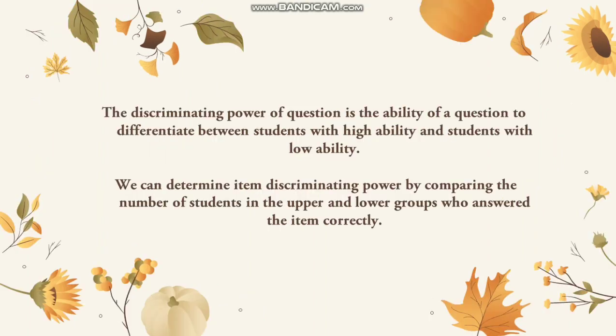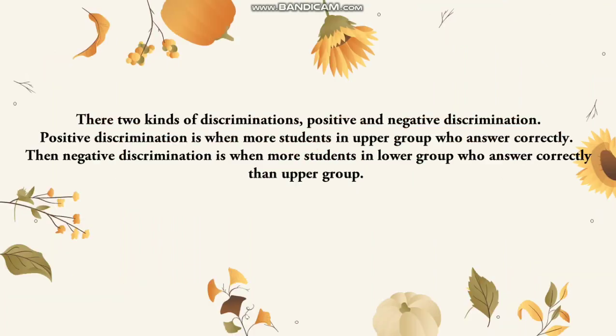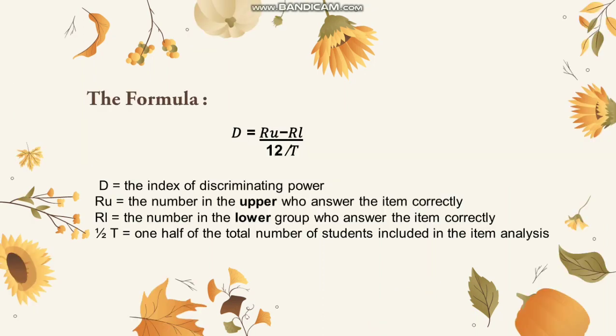The discriminating power of a question is the ability of a question to differentiate between students with high ability and students with low ability. We can determine item discriminating power by comparing the number of students in the upper and lower groups who answered the item correctly. And there are two kinds of discrimination, positive and negative discrimination. Positive discrimination is when more students in the upper group answer correctly. Then negative discrimination is when more students in the lower group answer correctly.